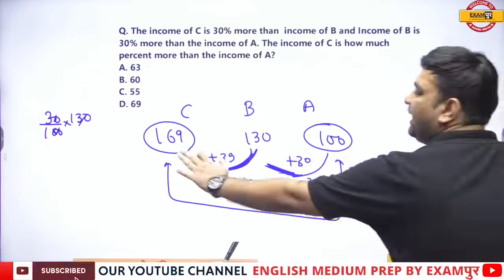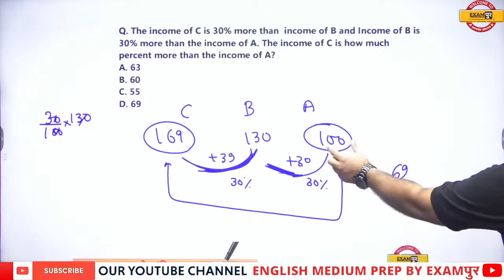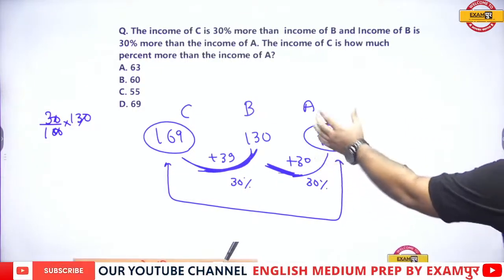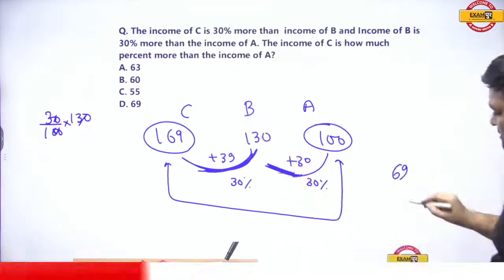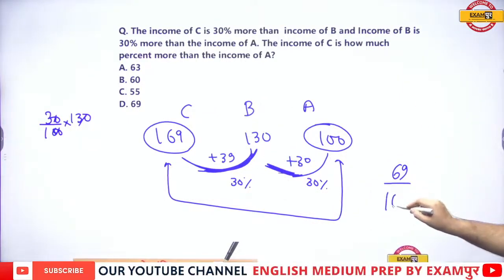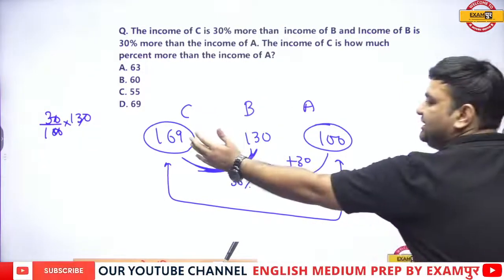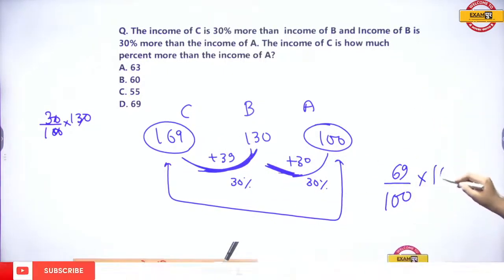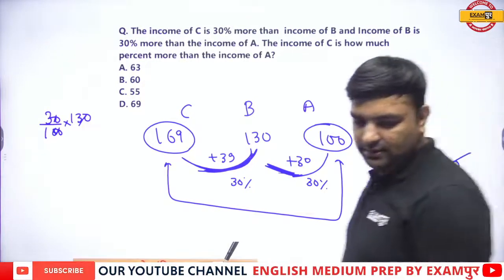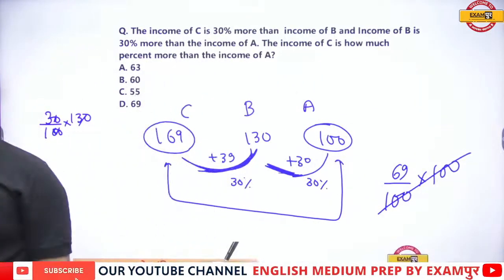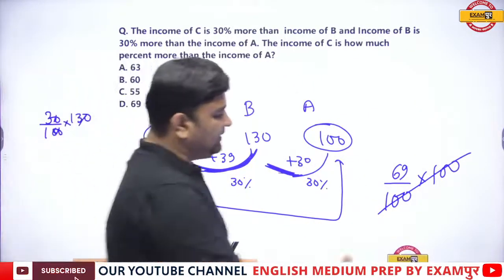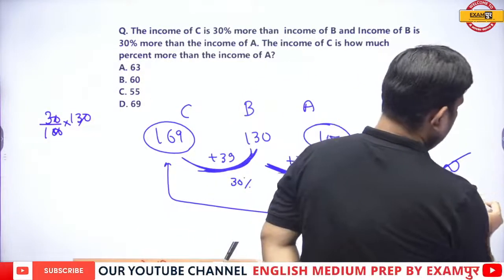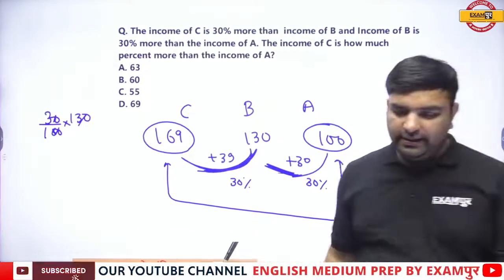Comparison has to be done with A because you have to compare from A. So in the denominator, A will come. 69 more than 100. So 69 more over 100 into 100, 69%. Is it clear, guys? Come on, do tell me. Is it clear?